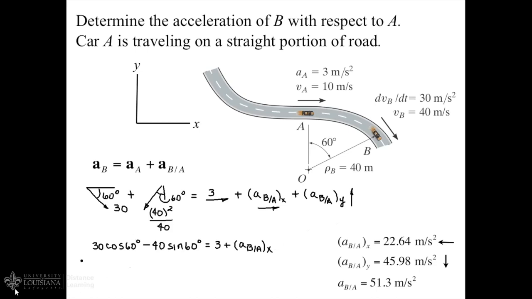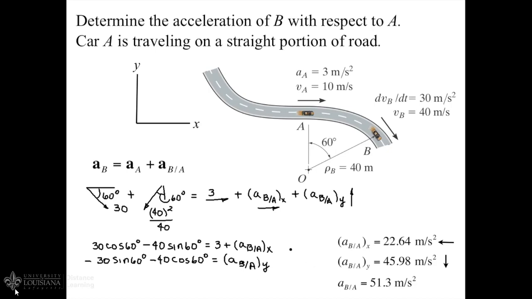Finally, in the y direction, we have minus 30 sine of 60 degrees, we have minus 40 cosine of 60 degrees, and all this equals nothing from here, of course, and from here, plus A of B with respect to A. And of course, that's in the y direction.